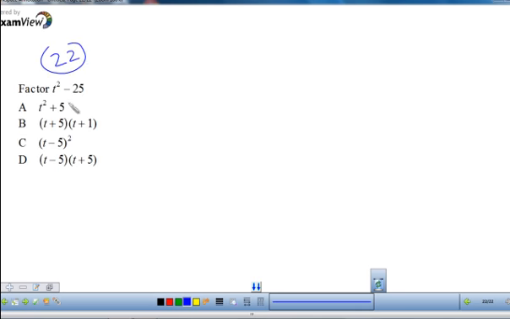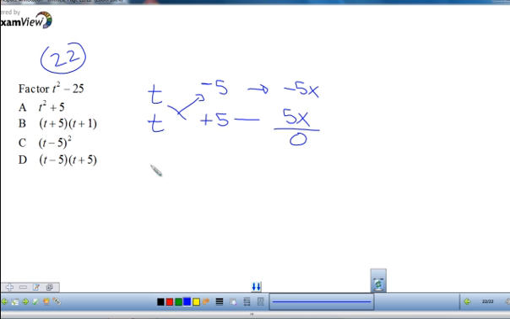22 is factor. Again, the last term doesn't have an x, so we're going to use guess and check. Two numbers multiplied together that give you t squared is t times t. Two numbers multiplied together that give you negative 25 is negative 5 and 5. Cross multiply. This time our middle term, we want it to be 0. So we have t minus 5 and t plus 5.